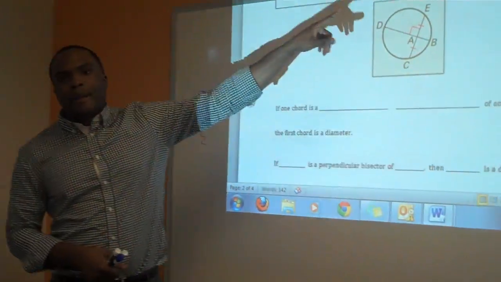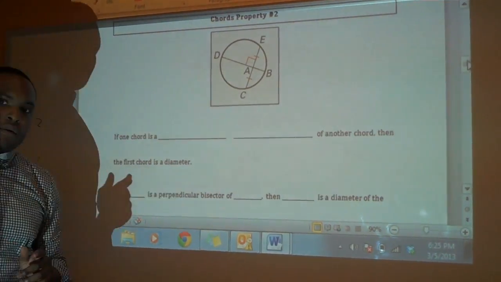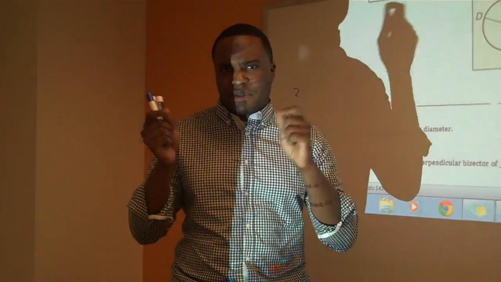On notes page number 2, it says chord property number 2. Now remember, I want you to use common sense. I want you to use your brain, your thinking power. This is not about memorizing word for word. It's more about thinking about what these pictures look like and what you know about circles.